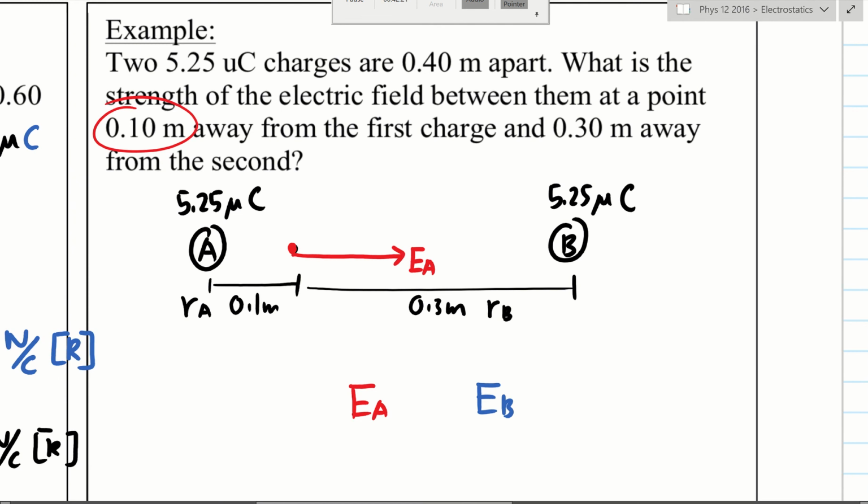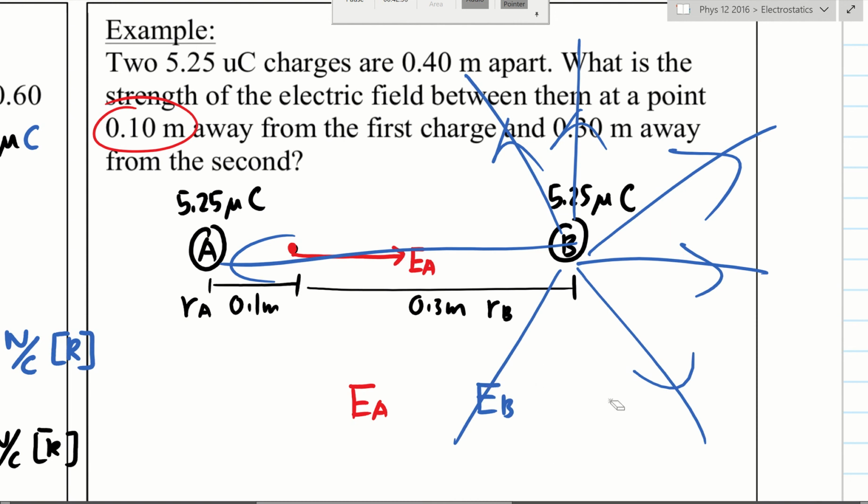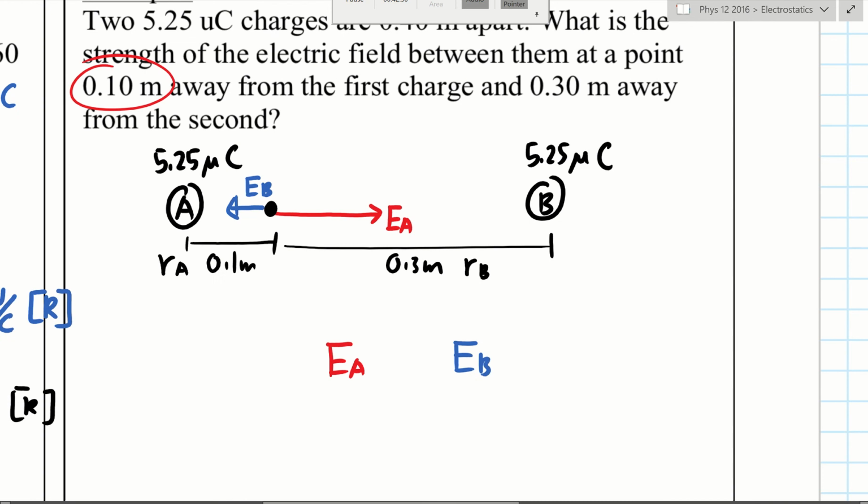Okay, what about EB? EB is also positive, so its electric field also goes away like this. By the time it goes through that point, it goes this way. Oh, it goes left. Yep, that one goes left. Oh, that means we have to subtract, don't we? Yep. Instead of adding, subtracting. So this is EB. Our EA and EB this time are in opposite directions.